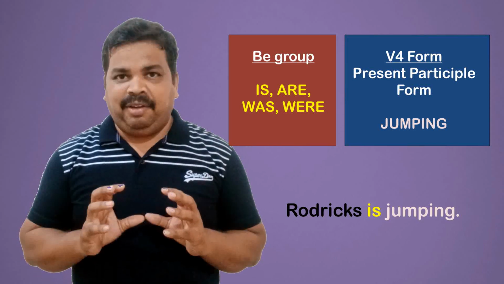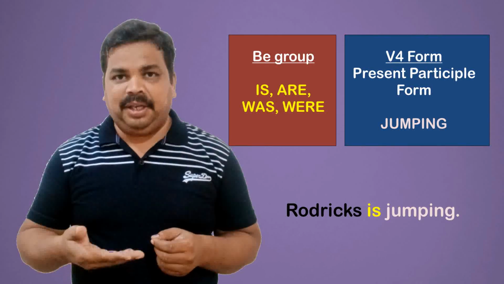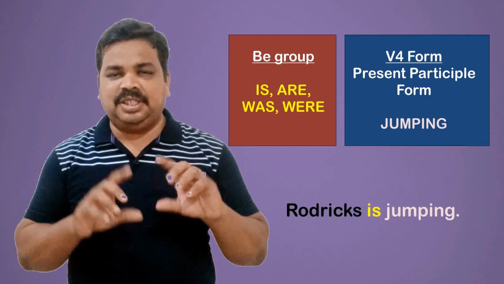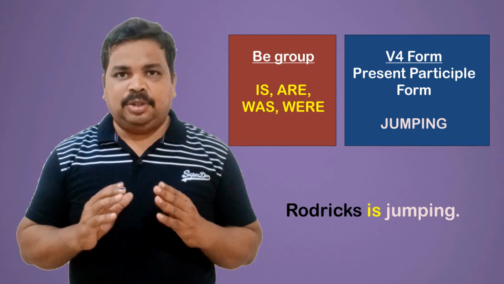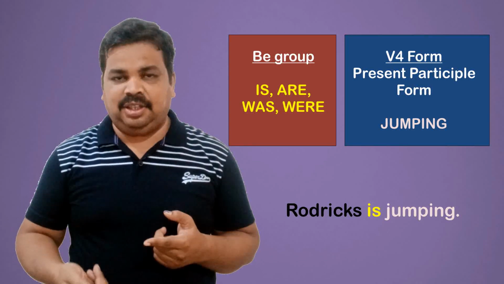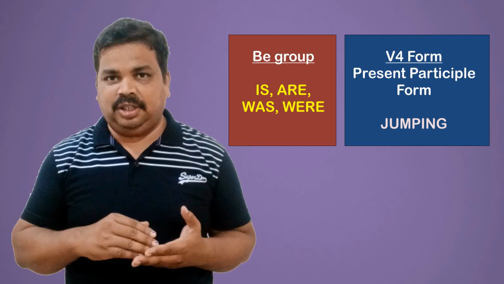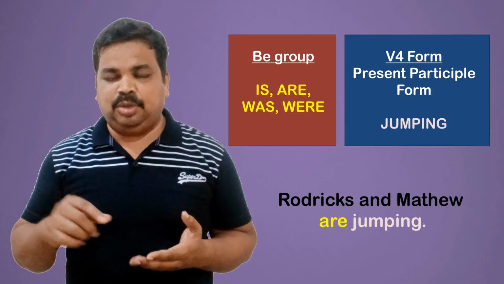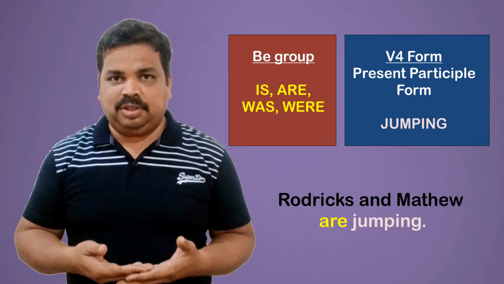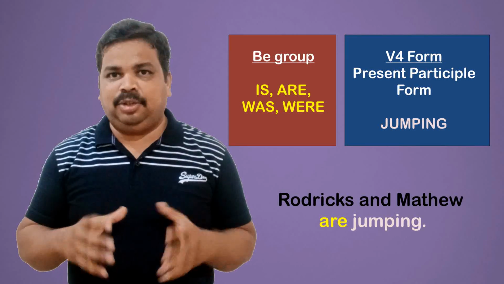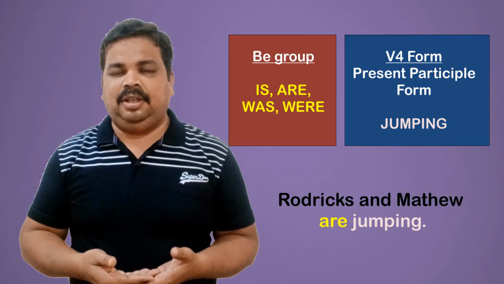So when we have to tell that Rodriguez is a single person and Rodriguez is jumping now, to indicate that we select out of these four, is, are, was, were, we choose is. So is is used for a single person doing the action now. Are is used for many people doing the work now. Rodriguez and Matthew are jumping. We use the word are, jumping remains the same. Then these are for presently continuing works. Rodriguez is jumping. Rodriguez and Matthew, two people, are jumping. So is is used for singular and are is used for plural, for presently continuing actions.